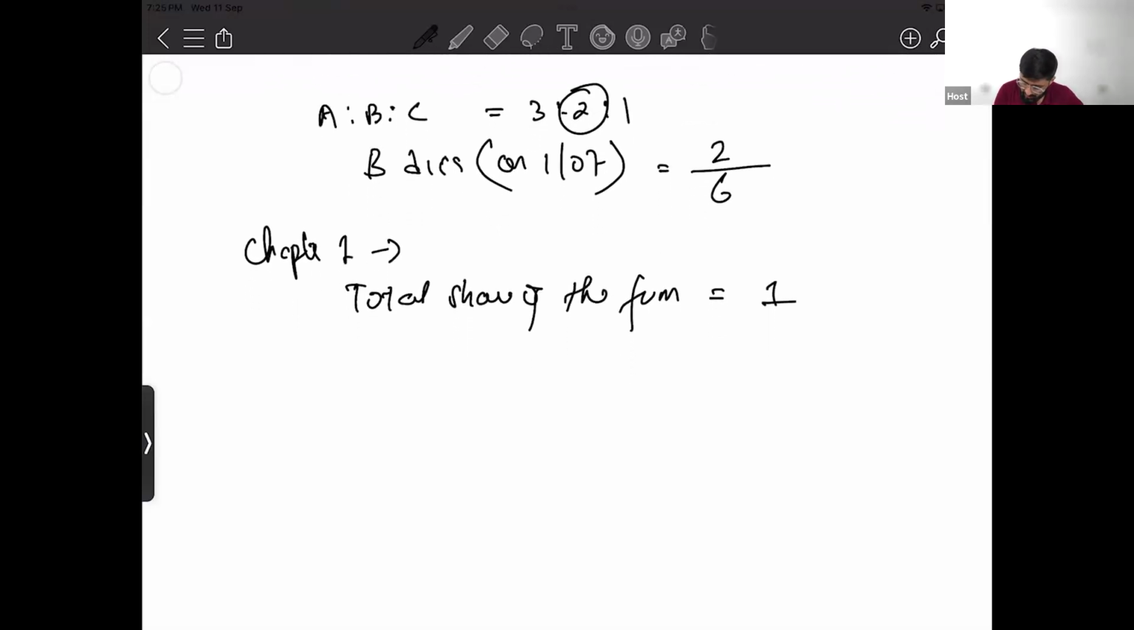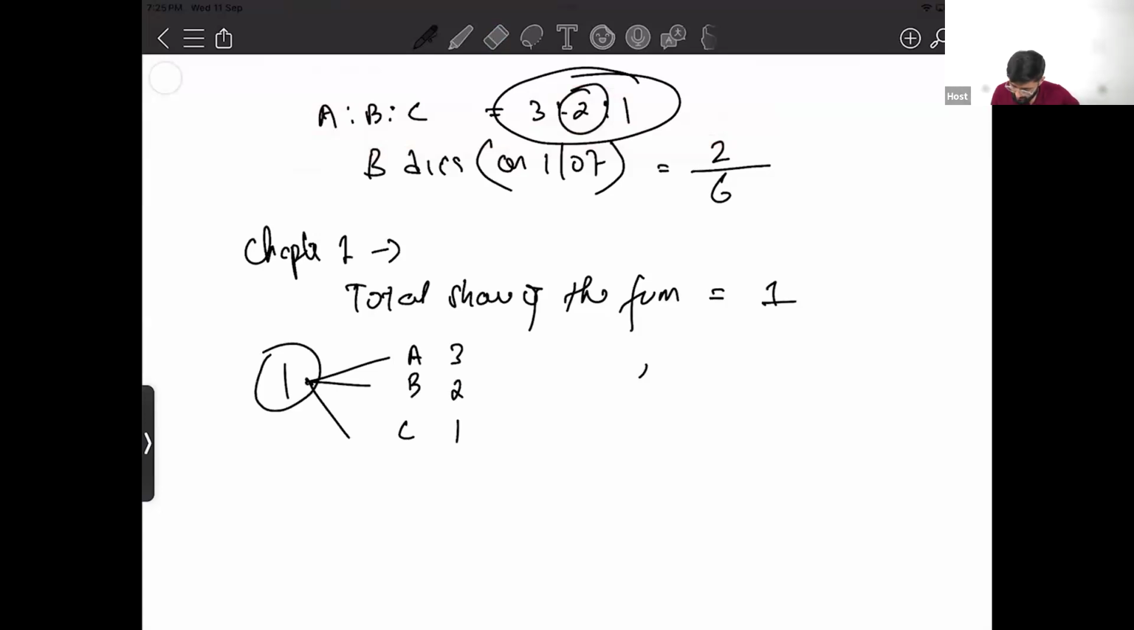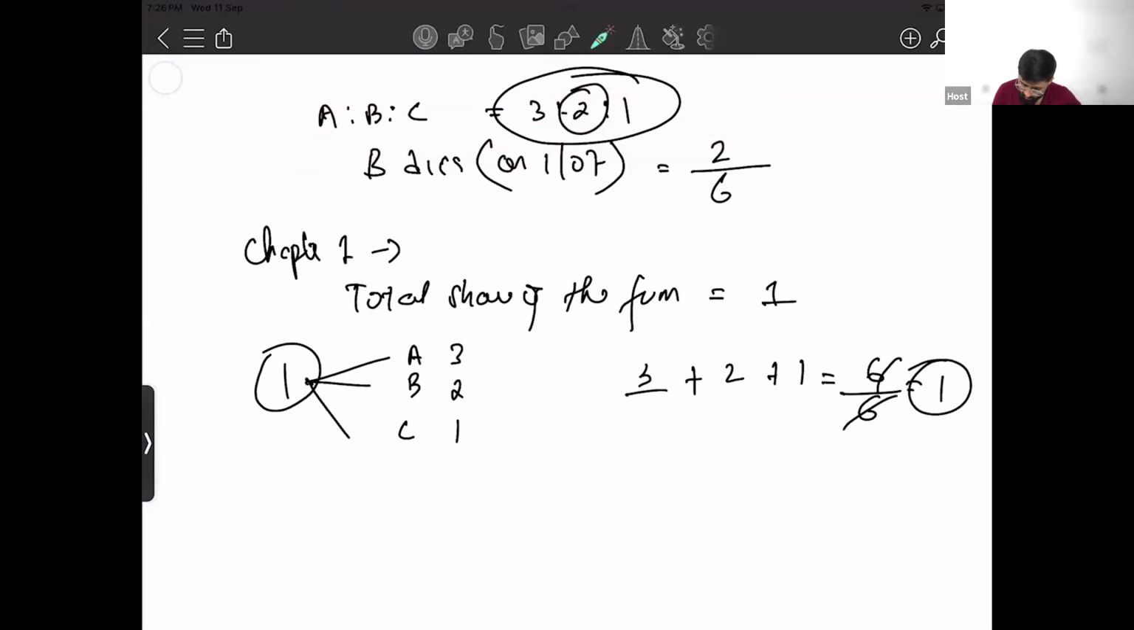Now, before B dies, 1 share was distributed between 3 partners, A, B, and C, in the ratio 3:2:1. How can we say that the total share of the firm is 1? 3 plus 2 plus 1 will be 6, right? And the total is also 6. So if you divide this, you'll get 1, which means that 1 share of the business is distributed between 3 partners in proportion 3:2:1.